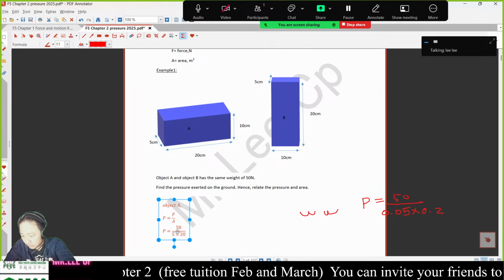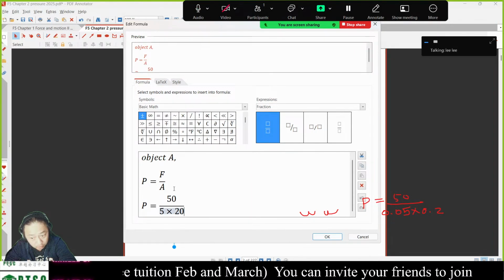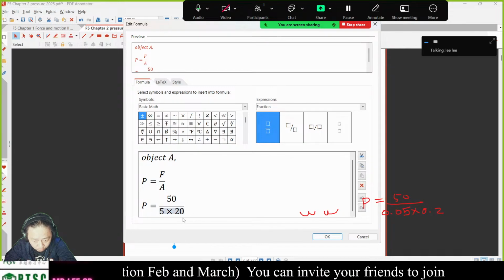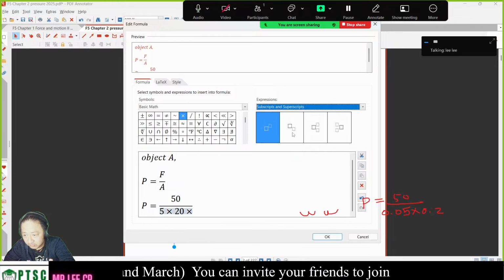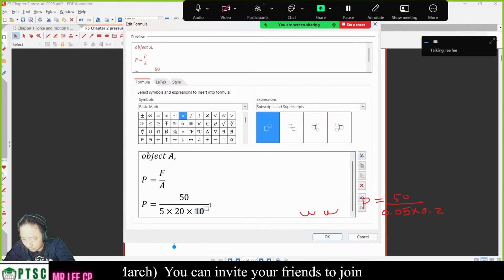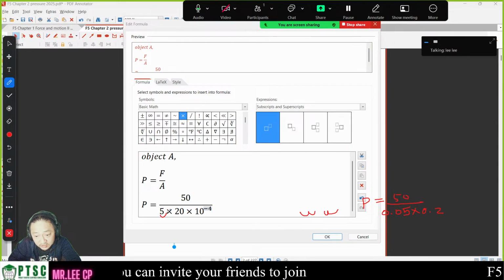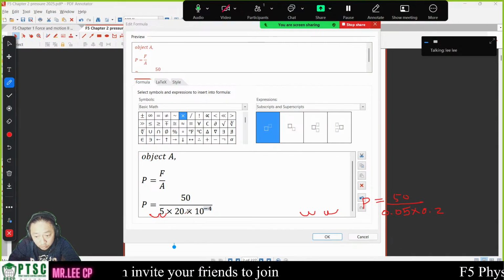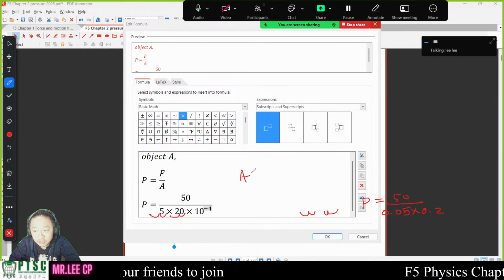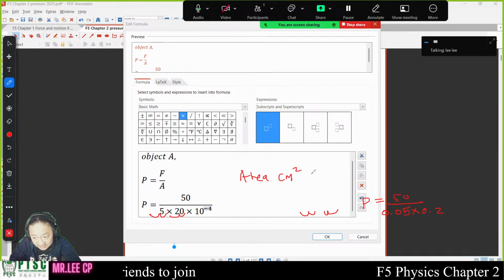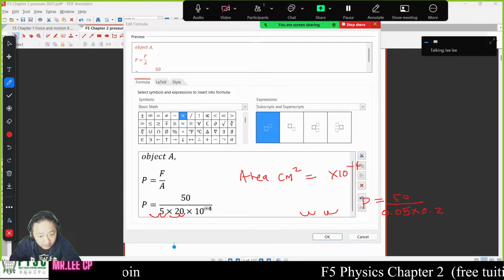You get 5,000. So here, I don't want to move 2 decimal here and 2 decimal there, so I times 10 to the power of negative 4. Why times 10 to the negative 4? Like what I told you, this one you move 2 decimal, negative 2. This one you also move 2 decimal. So altogether you move 4 decimal. So for area in cm square, you have to times 10 to the negative 4 if you divide.